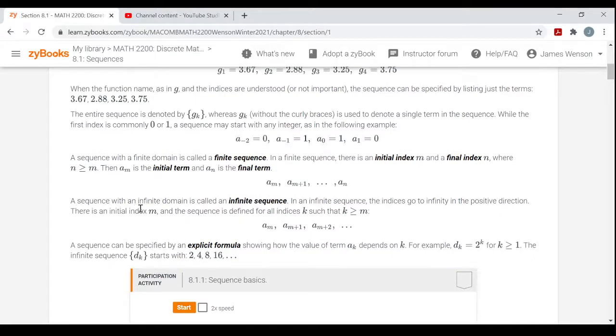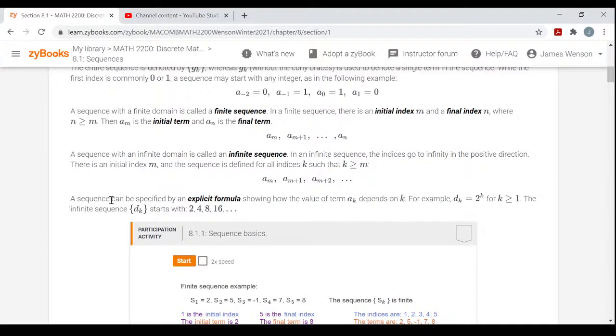A sequence with an infinite domain, right? So you start at one integer and then keep going up by one forever for the domain. It's called an infinite sequence. In an infinite sequence, the indices go to infinity in the positive direction only. Right? So you start at m, go to m plus 1, input m plus 2, input m plus 3, and so on.